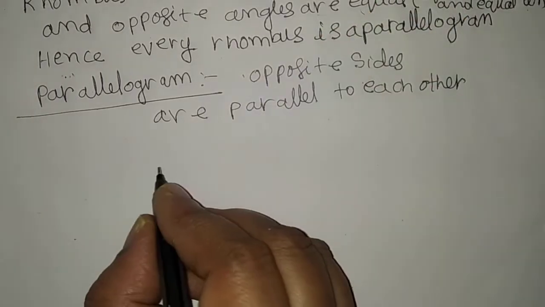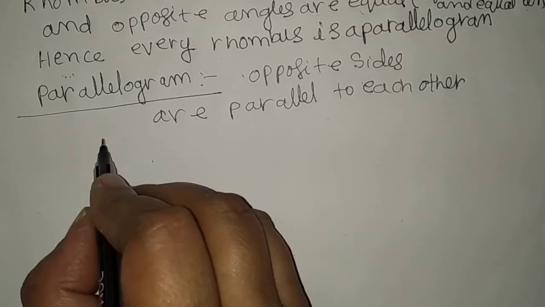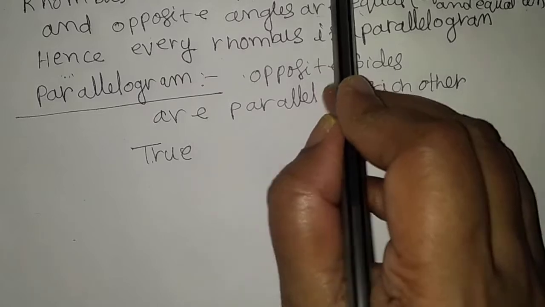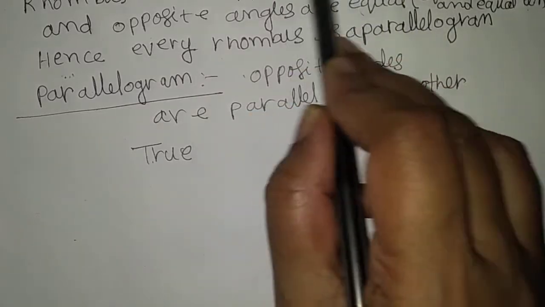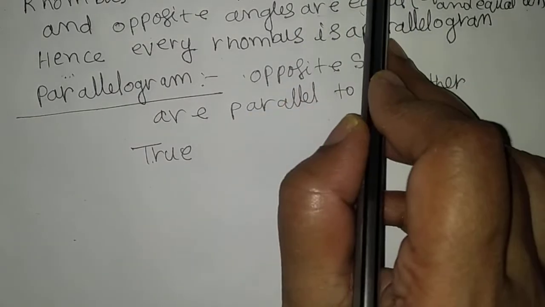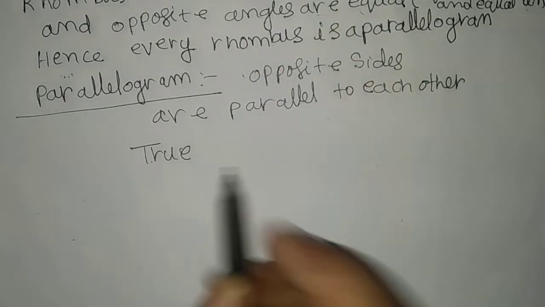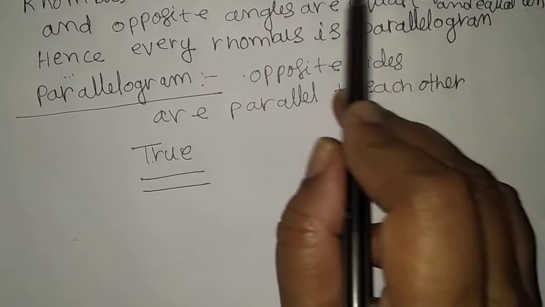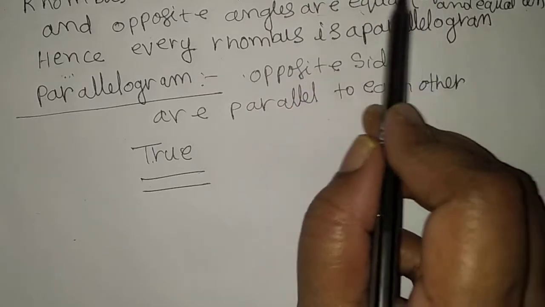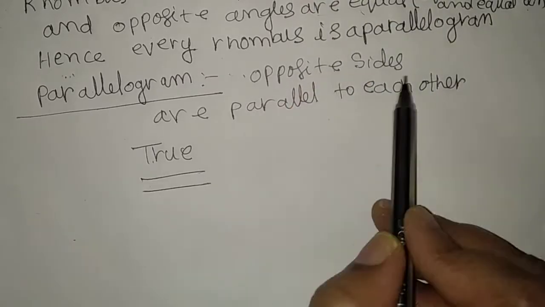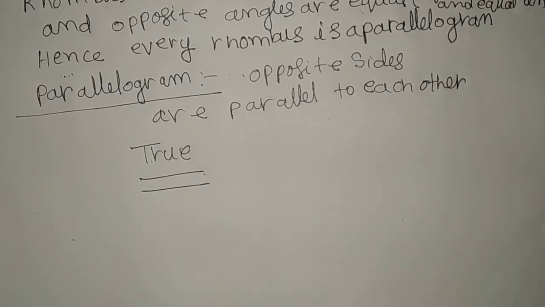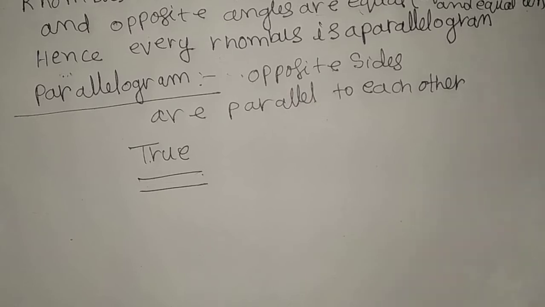Or one more figure you can even write. Okay, I'll just write true. These other two examples, it is correct. Both we can have two diagonals. So that is all. We found out the difference: all the sides are equal and equal in length in a rhombus, and opposite angles are equal. But in the parallelogram, opposite sides are parallel to each other. Then this is true. Now we move on to the next one.